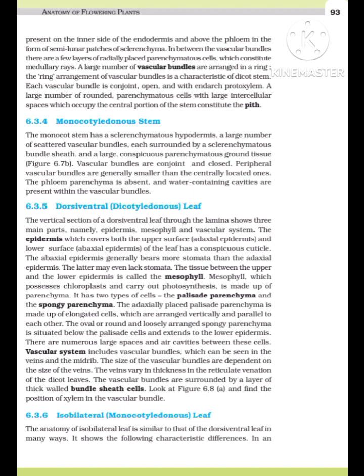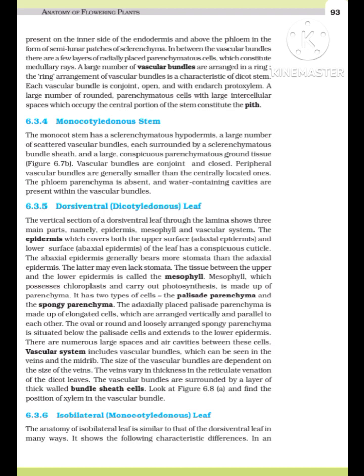There are numerous large spaces and air cavities between these cells. Vascular system includes vascular bundles, which can be seen in the veins and the midrib. The size of the vascular bundles are dependent on the size of the veins. The veins vary in thickness in the reticulate venation of the dicot leaves. The vascular bundles are surrounded by a layer of thick-walled bundle sheath cells.